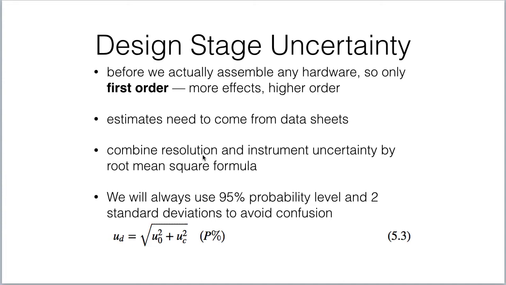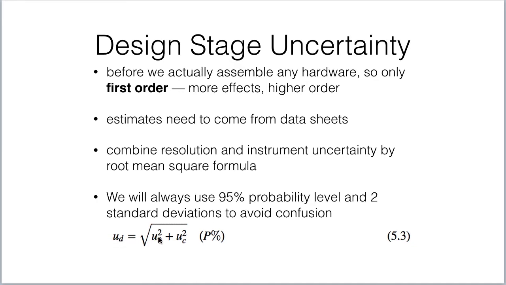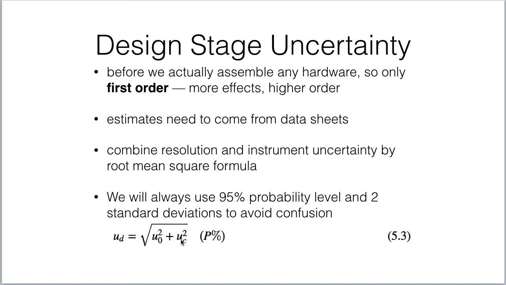We're going to combine the resolution and the instrument uncertainty by that root mean square formula that we've talked about before. We'll always use a 95% probability level and 2 standard deviations. And so our design stage uncertainty will be our zero order uncertainty, that resolution uncertainty squared, plus this uncertainty associated with our transducer, this instrument uncertainty squared, then take the square root of both.